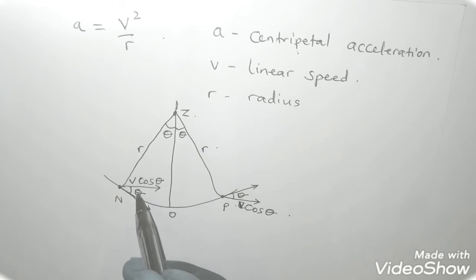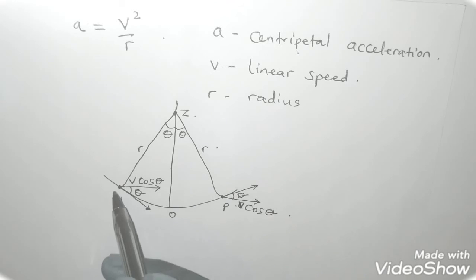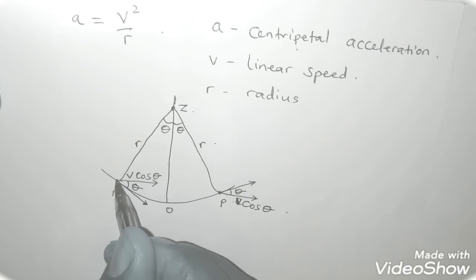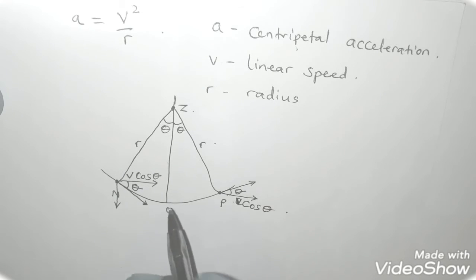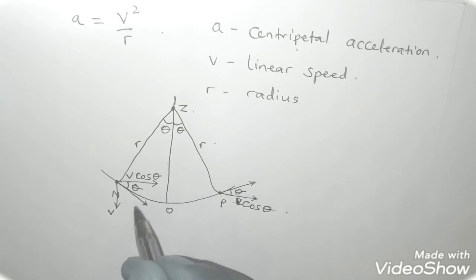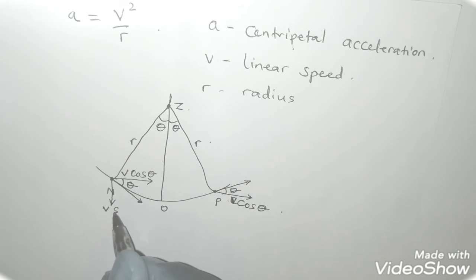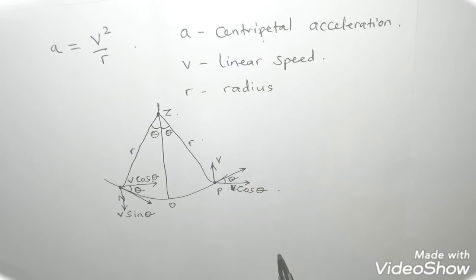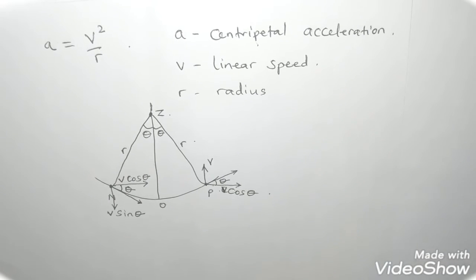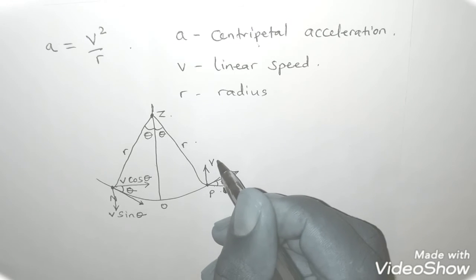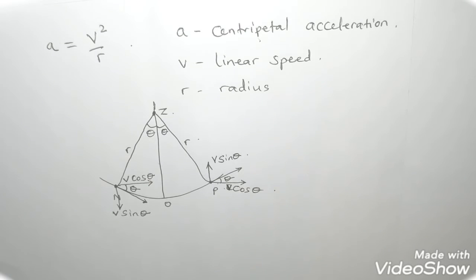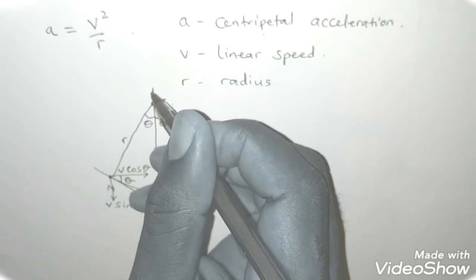So we've realized that the horizontal component is in the same direction at both point N and point P. Now at point N, the vertical velocity is v sine theta. At point P, our vertical velocity is v sine theta.